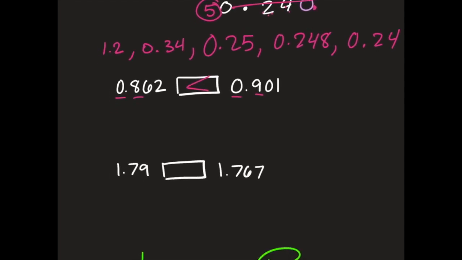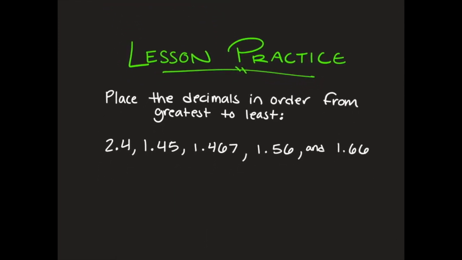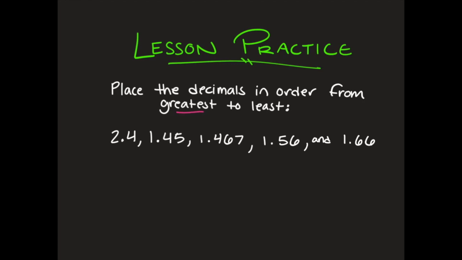And again, one more time to practice. I always start all the way on the left. I've got my 1 and my 1. Which one is bigger? They're both the same. Move on to my 7 and my 7. They're both the same. I'm going to go to my next, my hundredths column, my 9 and my 6. And there, I've got a 9 is bigger than 6. So I'm going to pick the 9. That is larger. And here is your lesson practice. Place these decimals in order from greatest to least.